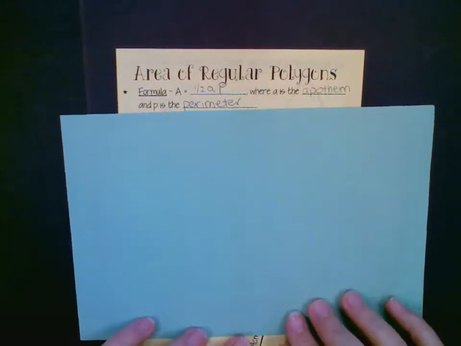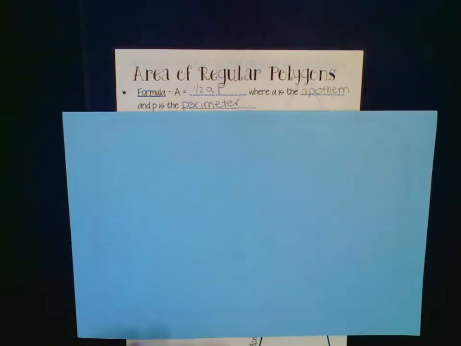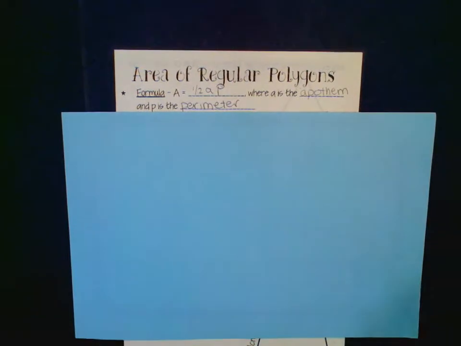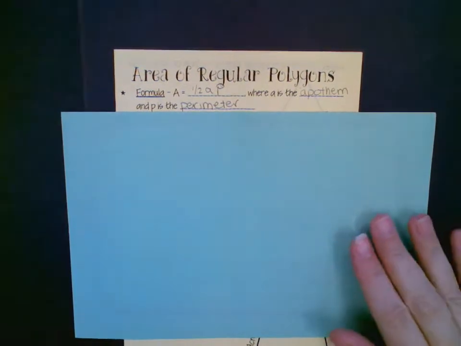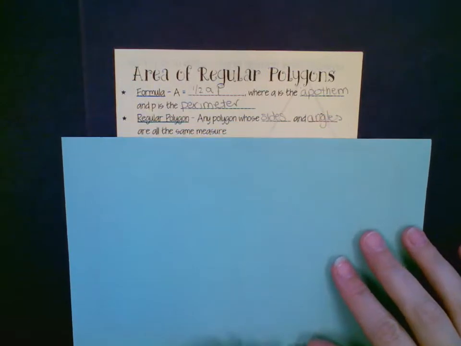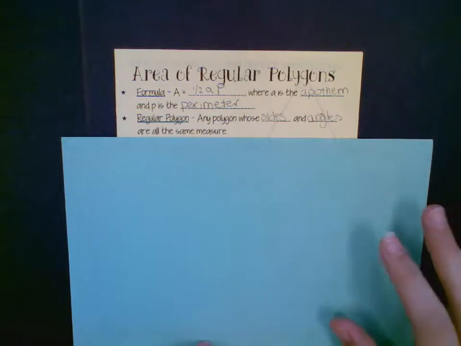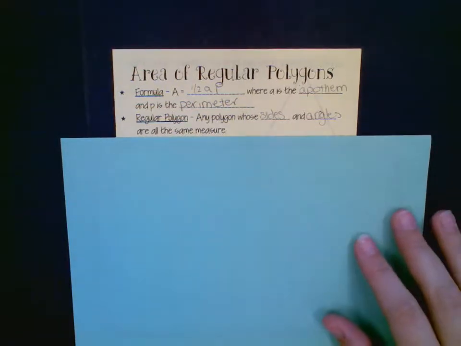So our formula is 1/2 AP, that's a capital P. It stands for perimeter. And the A stands for apothem, and we'll talk about in a second what that is. So a regular polygon is any polygon where the sides and the angles are the same. They're all congruent. And we've talked about this for a long time now.